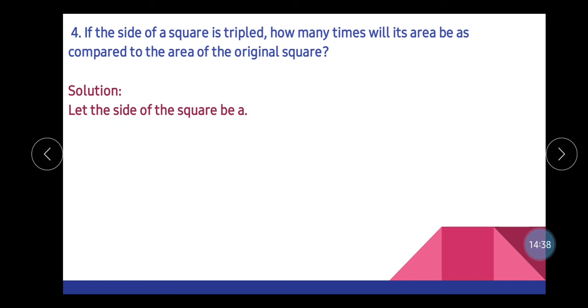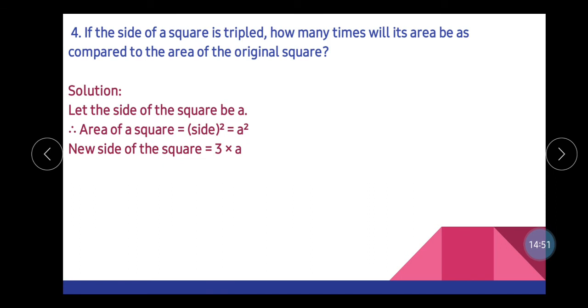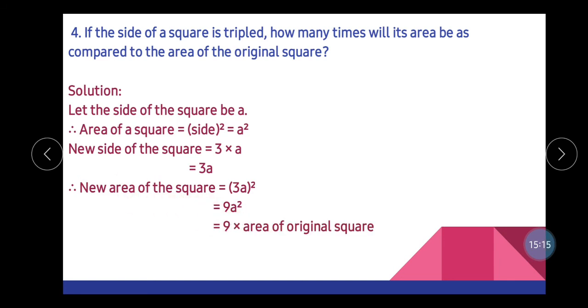Let the side of the square be a. So area of square is equal to side square. Substituting the value of side we have assumed as a, it will become a square. Now the new side of the square is getting tripled. So 3 into a, we will get 3a. So the area of the new square is side square, that is (3a) square. 3 3s are 9, and when you square a, you will get a square. So the area of the new square is 9a square.